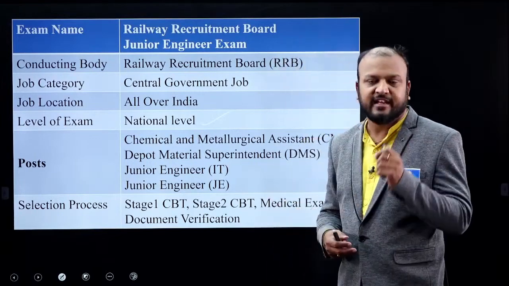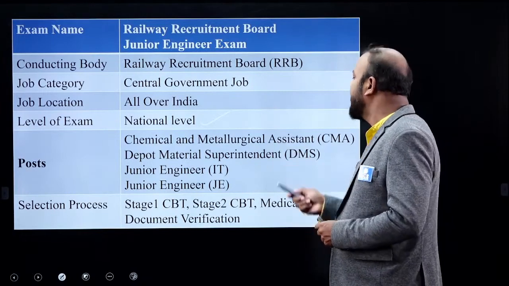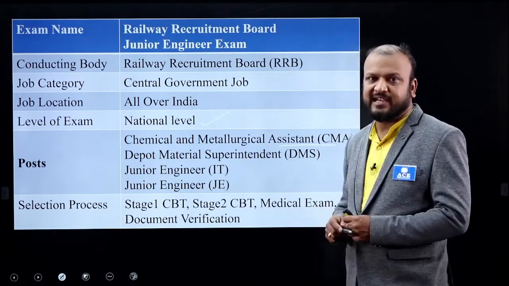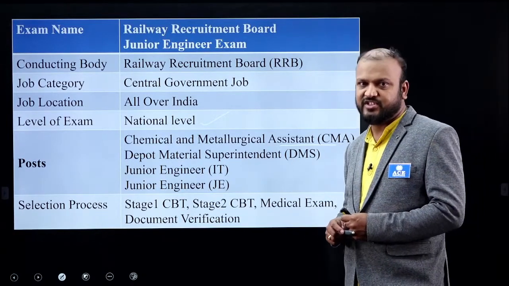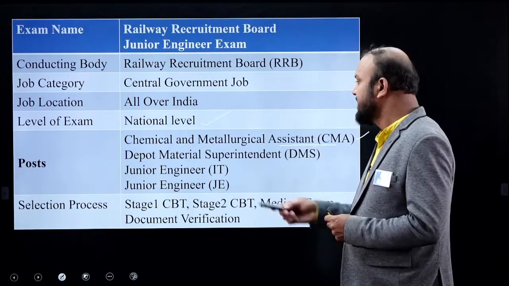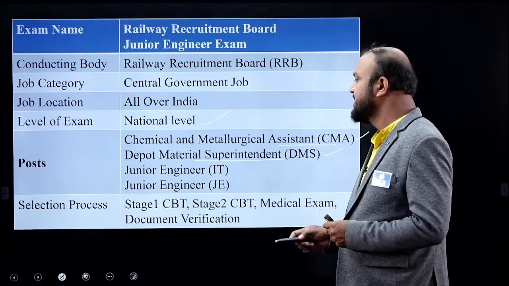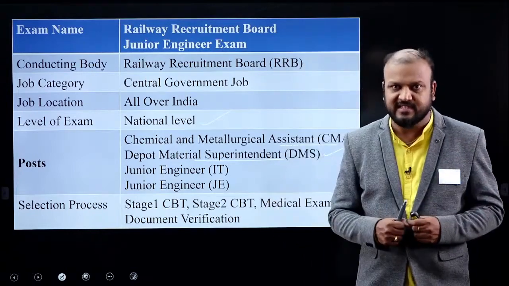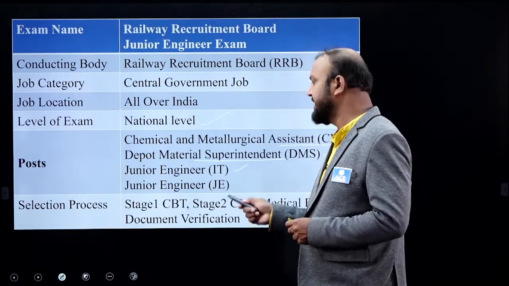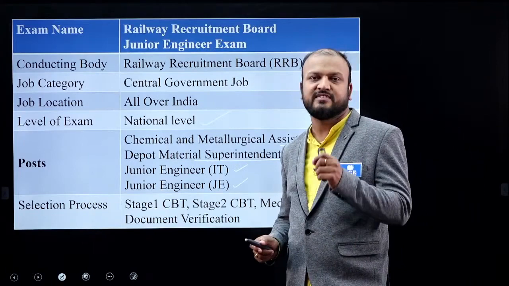And RRB JE recruits candidates under these posts: Chemical and Metallurgical Assistant. These posts are eligible for chemical engineers and those who do metallurgy. Those candidates are eligible for CMA posts and Depot Material Superintendent, we call the DMS post. And especially for computer science and information technology people, we have Junior Engineer IT and Junior Engineer, and for each stream we have separate posts.